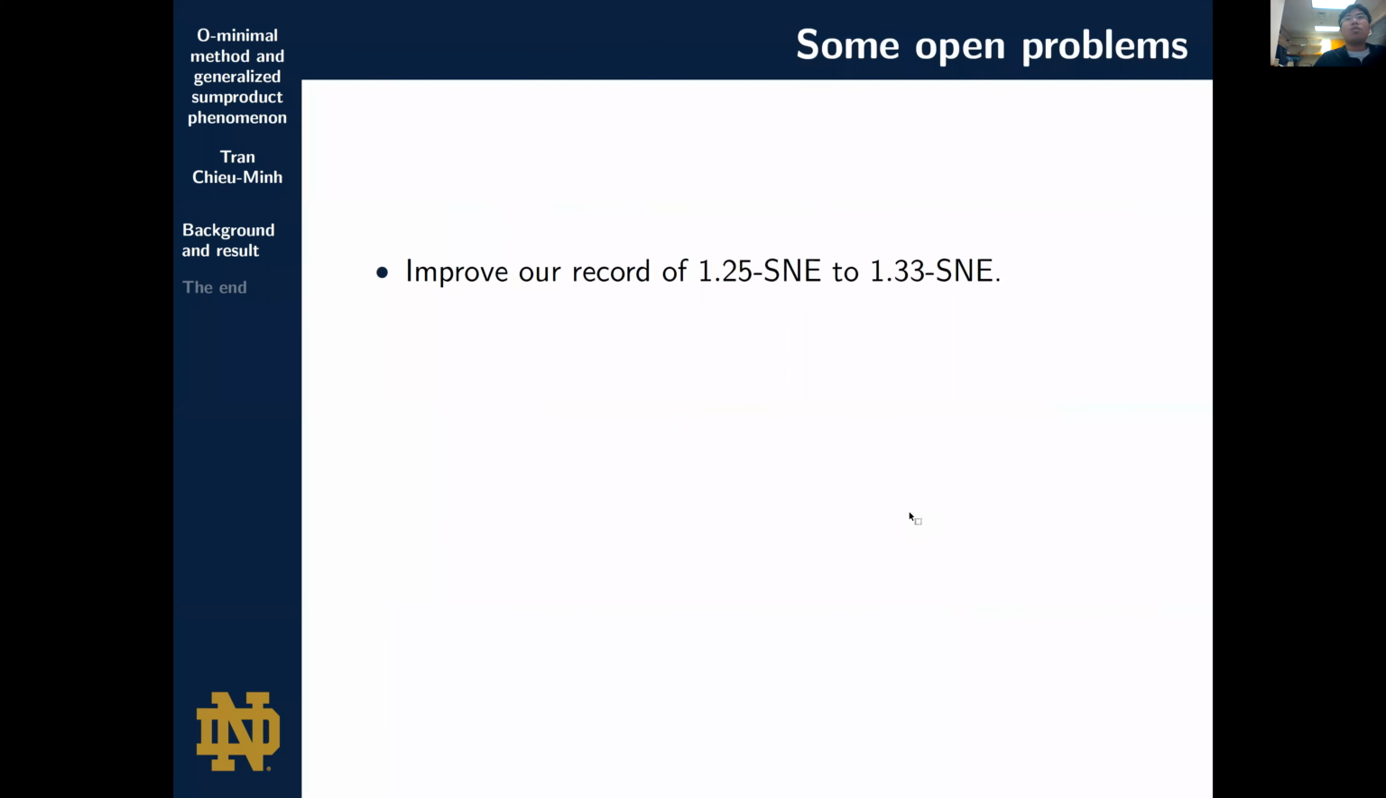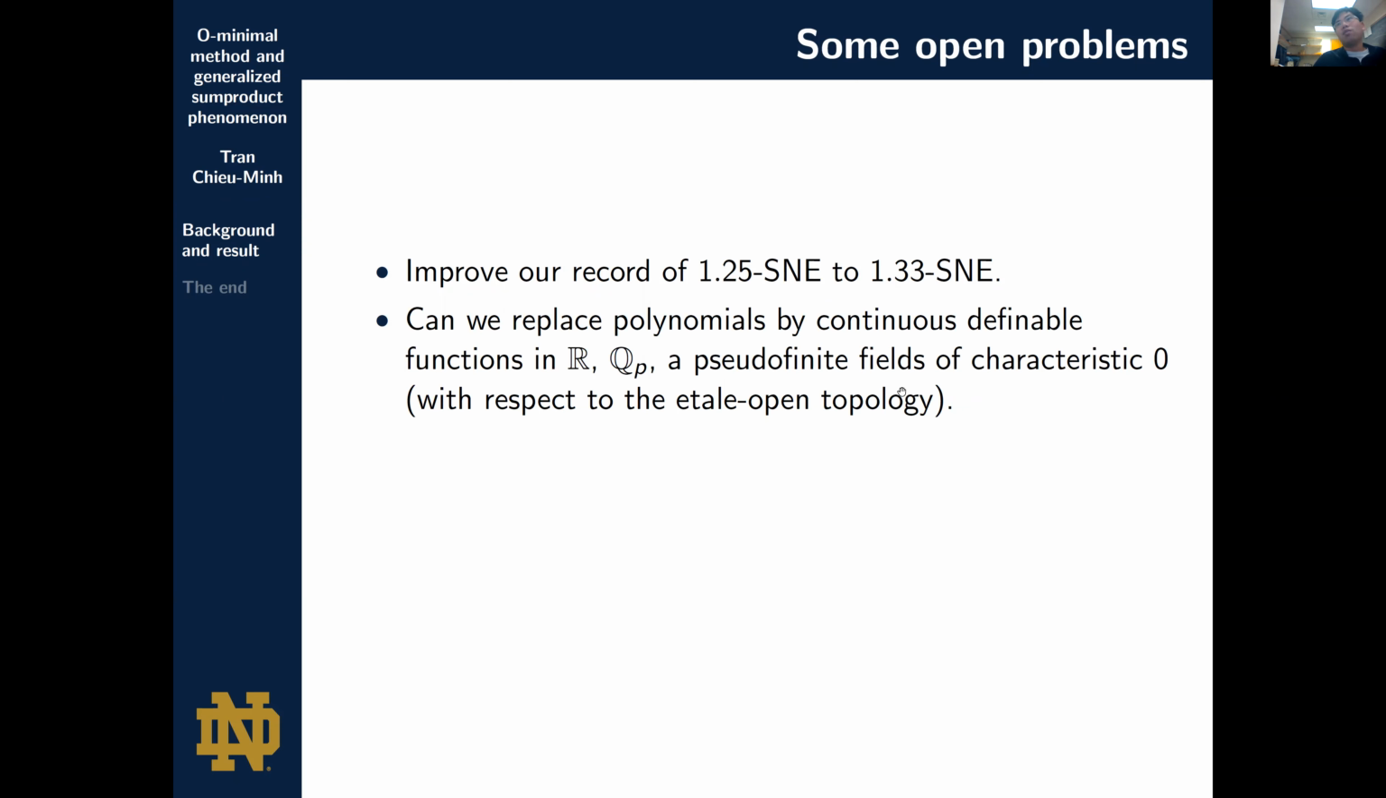Okay, so finally, let me mention one or two open questions, which we thought that we would do at some point, but we never managed to get around to. First of all, we really believe that we should be able to use Szemerédi-Trotter in a more clever way to improve our result from 1.25 to 1.33, so improve our record. And we think that there should be a similar result when instead of polynomials, you use continuous definable functions in R or Q_p, or even in a finite field of characteristic p. But here you need the correct topology, which is the eta open topology.